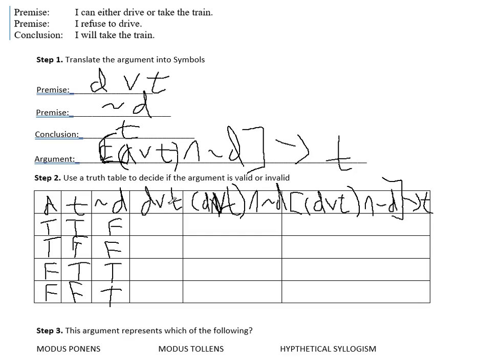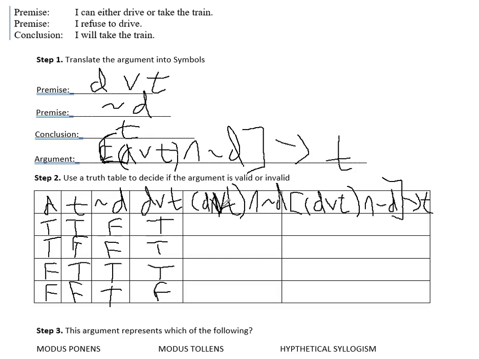D or T is true if one or the other or both are true. So here, looking at D and T, both are true in this first row, so D or T is true. Just D is true, but D or T will be true because at least one of them is true. Here in this third row, D is false, but T is true, so one of them is true, so D or T is true. But here, both are false, so D or T will be false in this last row. So those are the truth values of D or T.